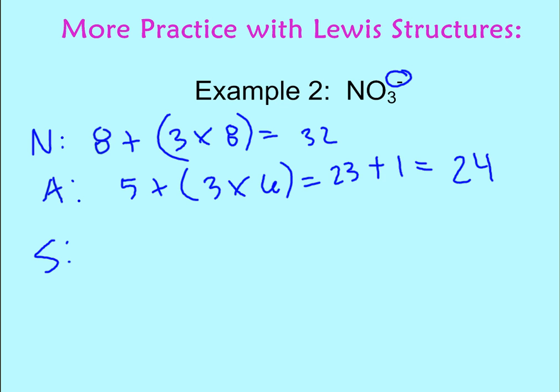And then your shared is N minus A. So N minus A gives me 8 shared. And then I'll go ahead and do my extra right now. The extra is the available minus the shared. So 24 minus 8 gives me 16 extra electrons.